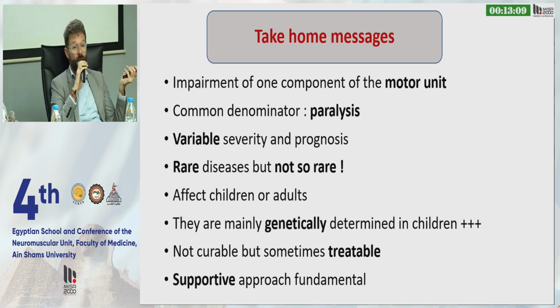Take home messages. Neuromuscular disorders are related to an impairment of one of the components of the motor unit: motor neuron, peripheral nerve, the muscle, the neuromuscular junction. The common denominator is a weakness, a paralysis that can be of variable severity and can have a variable prognosis. They are rare but not so rare, and they mainly affect children for the genetic disorders. They are not curable for now, but they are treatable.